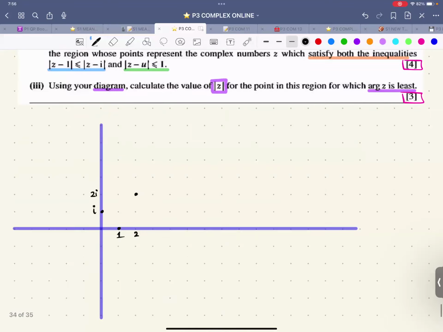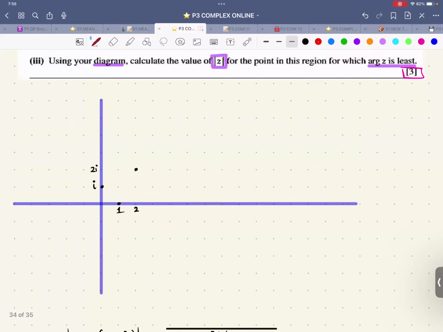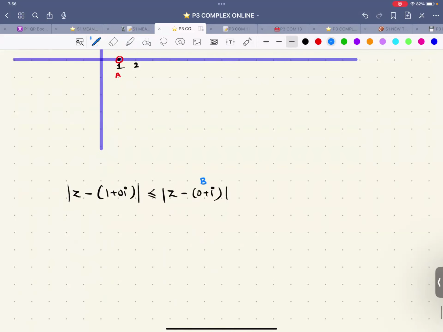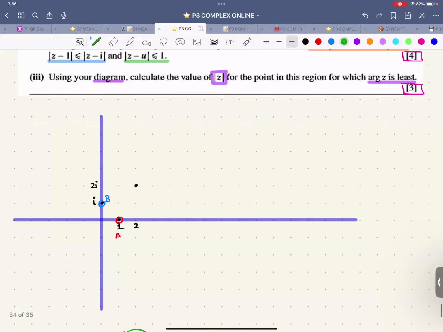Okay, so now this thing is done. 1 plus 0i, let me label this point as A. And 0 plus i, let me use a different color, let me label this thing as B. So this is B, this is A, and it's closer because of the lesser sign. It's closer to A as compared to B.